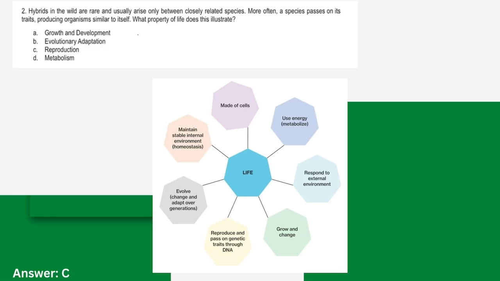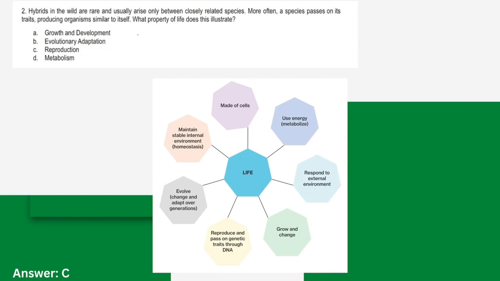Now, what is the answer here? Our correct answer will be reproduction. Okay, why? What is reproduction? Why is it the correct answer? Reproduction is passing traits to offspring, and it ensures continuity of a species. Okay, so reproduction is the one that ensures that the species will continue its lineage across generations.